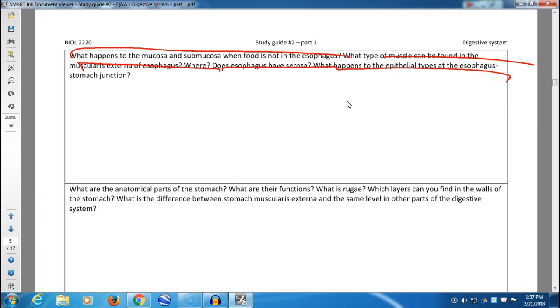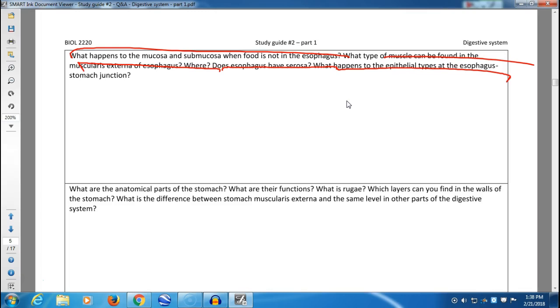Basically, it's fairly easy. From the moment it goes here to the cardiac orifice, it's stratified squamous. At the cardiac orifice, it changes to simple columnar and goes like this to the anus. And then it changes to stratified squamous again. That's it. You need to remember these two turning points.